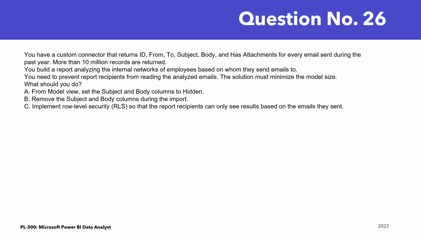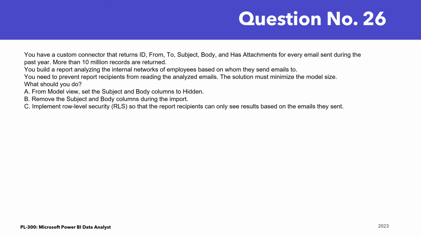You have a custom connector that returns ID, from, to, subject, body, and has attachments for every email sent during the past year. More than 10 million records are returned. You build a report analyzing the internal networks of employees based on whom they send emails to. You need to prevent report recipients from reading the analyzed emails. The solution must minimize the model size. What should you do?